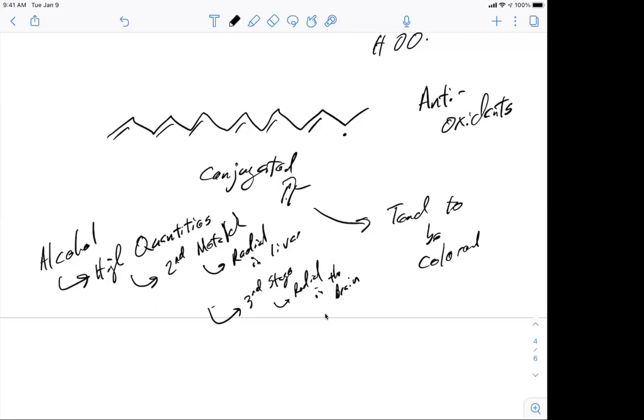It doesn't metabolize the same as other things. So it goes from the primary metabolism cycle to the secondary. That can cause liver damage. If you binge drink even more than that, then you go into the third stage of metabolism, and that can cause radical formation anywhere, including the brain. And then of course that can get damaged.